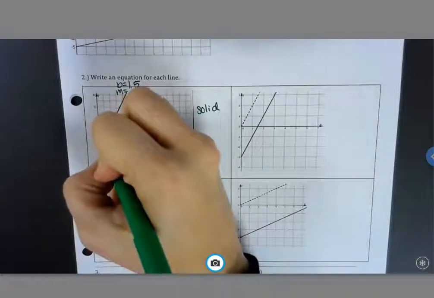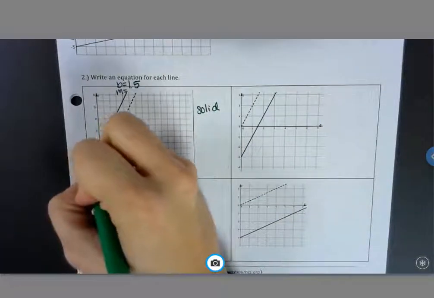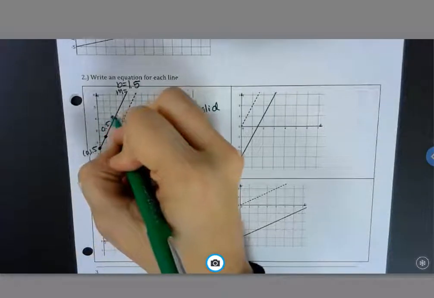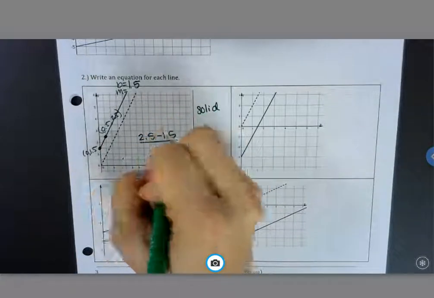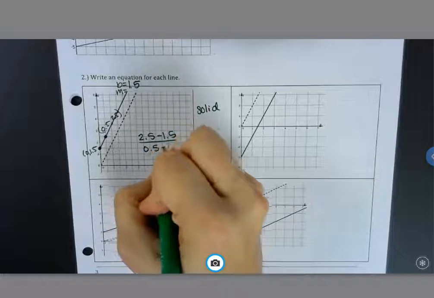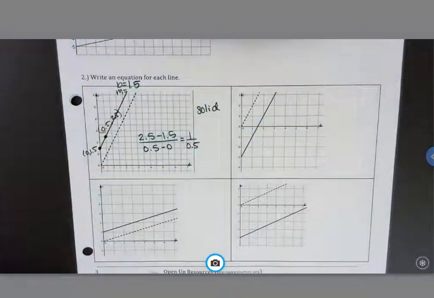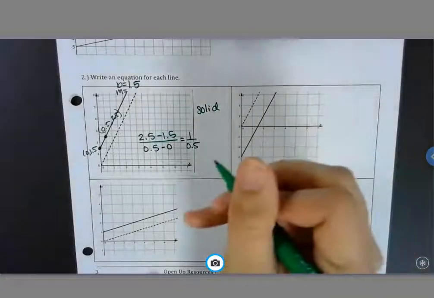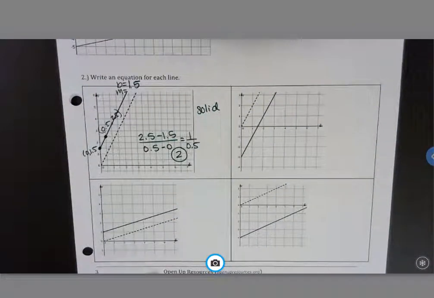I can calculate the slope by using my 2 points. This is 0 and 1.5, and this is 0.5 and 2.5. So I can do the math: 2.5 minus 1.5 over 0.5 minus 0. So I get 1 over 0.5. Guys, you have to divide this. 1 divided by 0.5 is 2. So that means the slope of that line is 2.